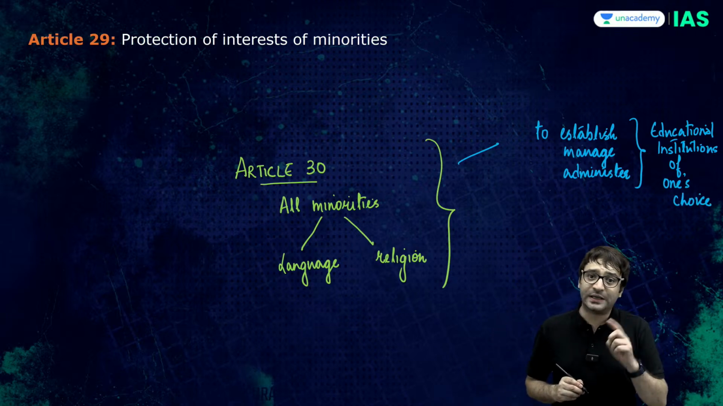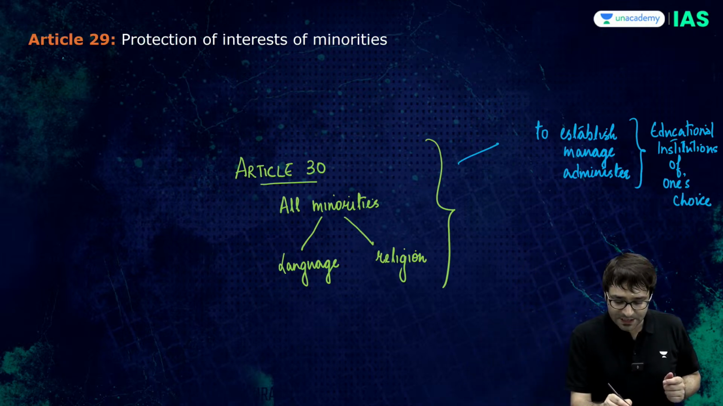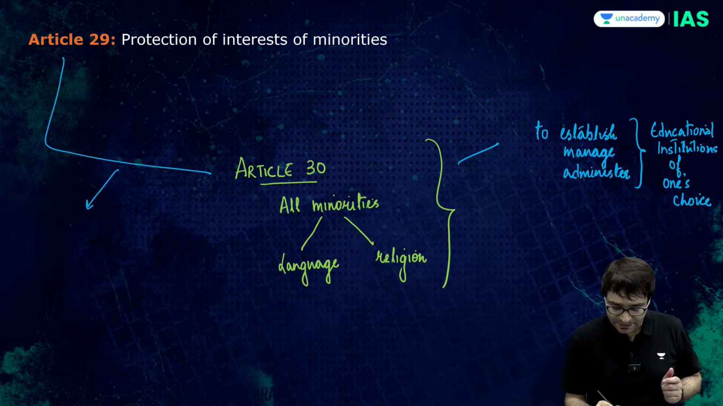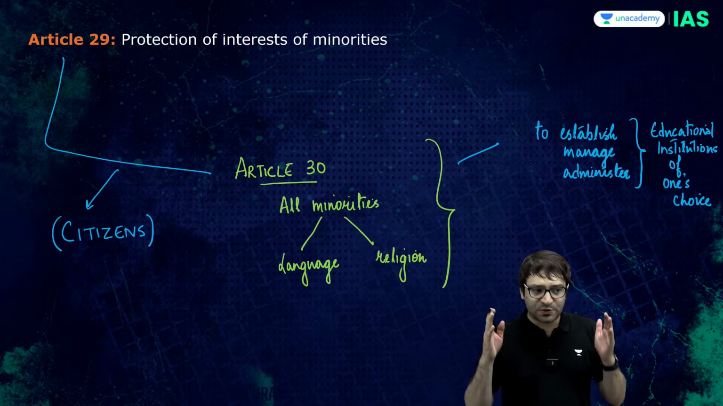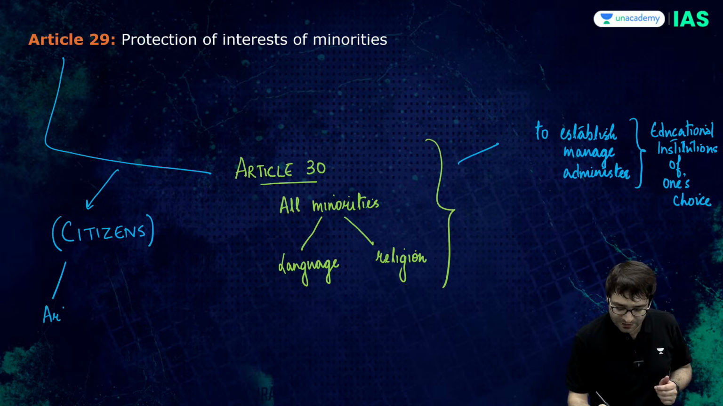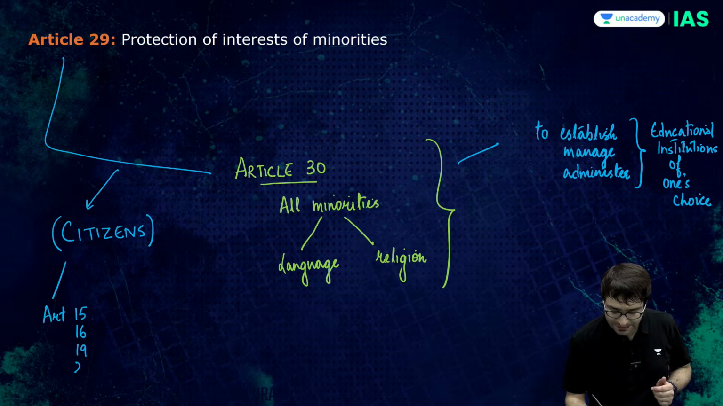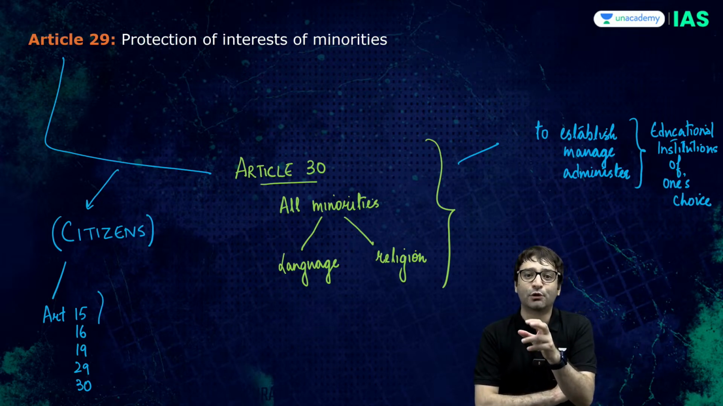But then what does Article 29 talk about? It talks about citizens. That means Article 29 and Article 30, these are exclusively available to citizens. Now it comes to another point. Which are the fundamental rights which are exclusively available to citizens? Article 15, Article 16, Article 19, Article 29 and Article 30. These are the fundamental rights which are exclusively available to the citizens.